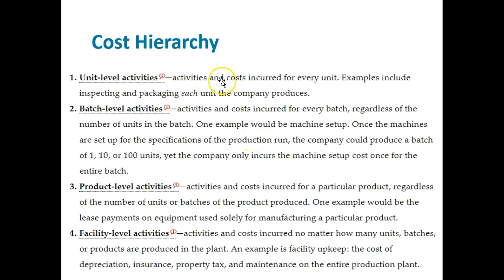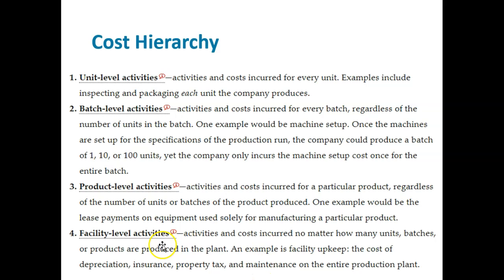A batch level activity is incurred for every batch, regardless of the number of units in the batch. For example, one would be machine setup. Once the machines are set up, the company can produce a batch of 1, 10, or 100 units. Okay, so the setup is done once for every batch of units. And then product level activities are costs incurred for a particular product, regardless of the number of units or batches they produce. So this would be lease payments on equipment used solely for manufacturing a particular product. I also would include like design activities.